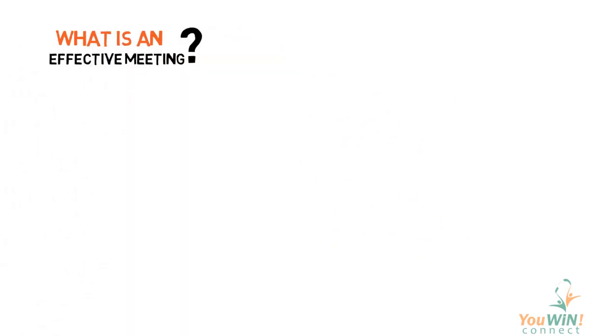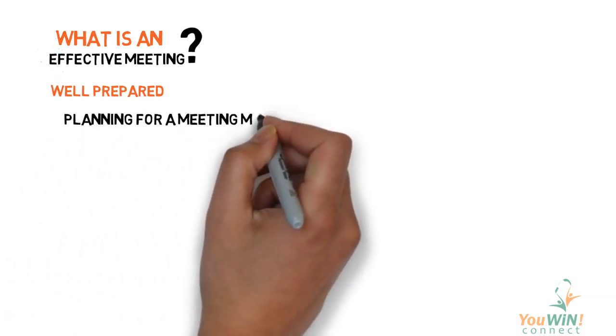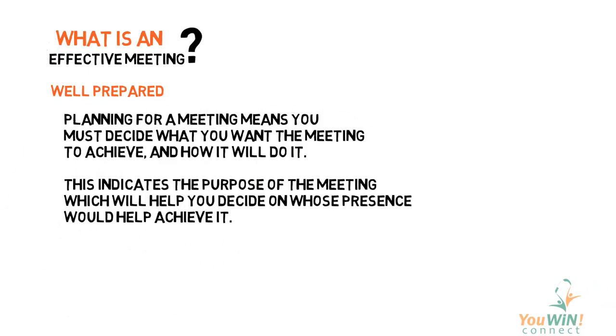What is an effective meeting? An effective meeting is a meeting where you are well prepared. As previously said, before calling for a meeting, you must ask yourself whether you should have it at all. If you decide you must have a meeting, then you must plan for it carefully. This is perhaps your most important role as a meeting organizer. Planning for a meeting means you must decide what you want the meeting to achieve and how it will do it. This indicates the purpose of the meeting, which will help you decide on whose presence will help you achieve it.